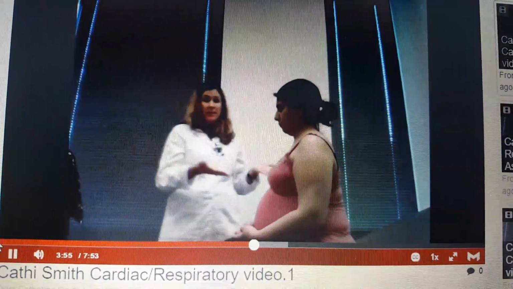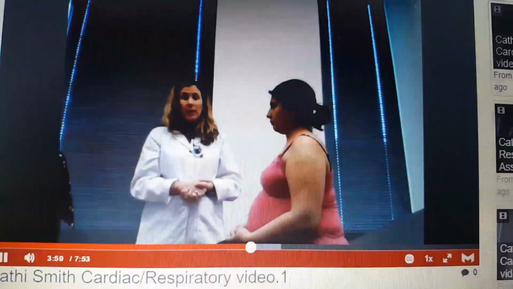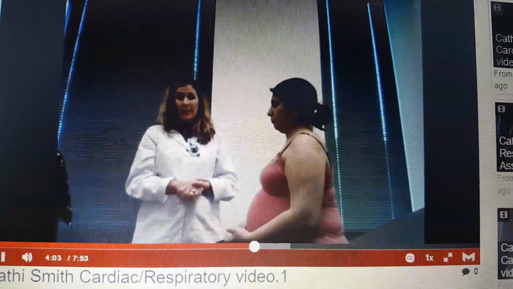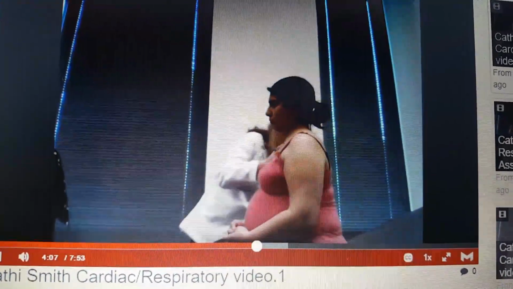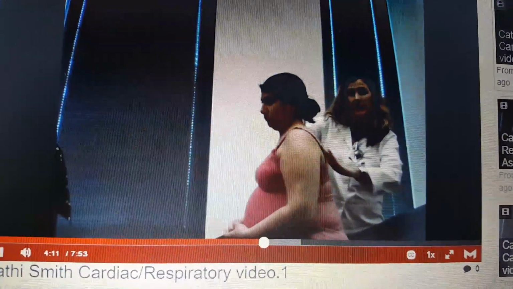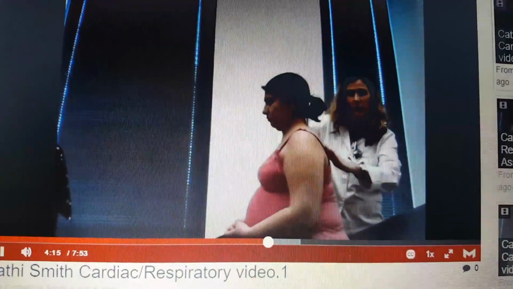Her chest movement is symmetrical. She is not using any accessory muscles to breathe or having any retractions. I don't hear any sounds like stridor or wheezing. I'm going to stand behind her and palpate the thoracic muscles and the spine. I don't feel any crepitus, which is kind of a crunchy kind of sound.